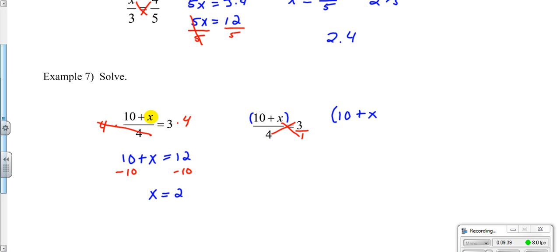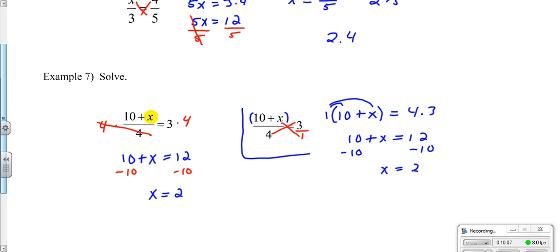It would be distributed. So I'm going to write this out just to clarify that and to bring emphasis to that. And then I have 4 times 3. Again, if I distribute the 1, nothing changes, so it's just as it was. 10 plus x equals 4 times 3, which is 12. And we are right back where we were. So two different ways to do that question. This one is preferred by a lot because they have trouble with fractions, but they are very comfortable with cross multiplying.